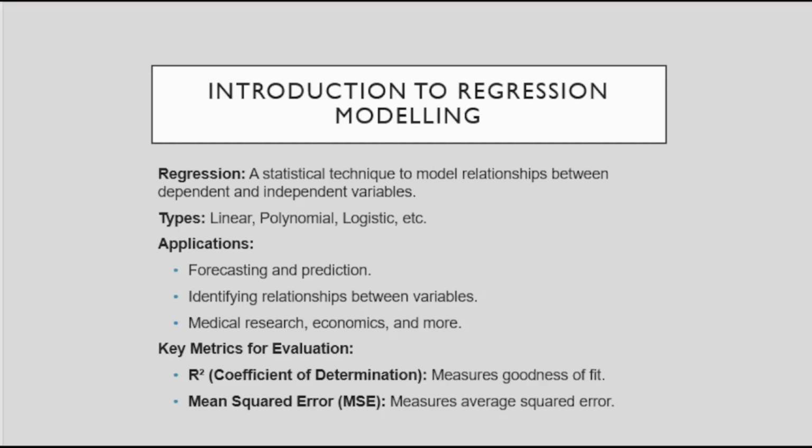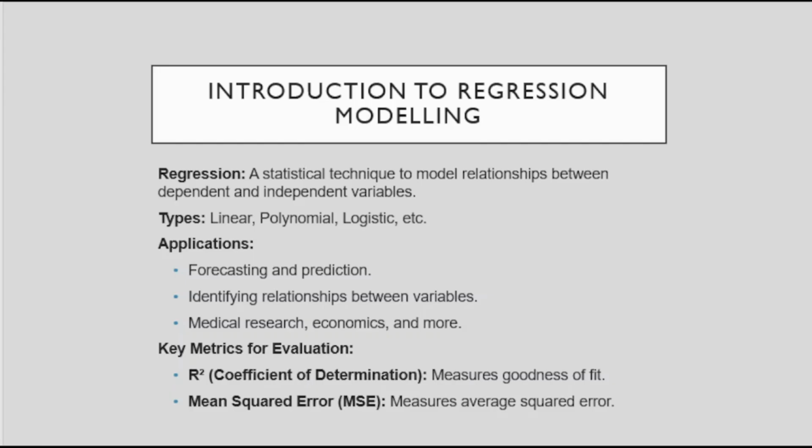Let's start with the basics. What is regression modeling? Regression modeling is a type of supervised learning that predicts a dependent variable or target based on one or more independent variables that are predictors. There are two main types of regression. Simple linear regression, it is used when there is one independent variable. Multiple linear regression, it is used when there are multiple predictors.